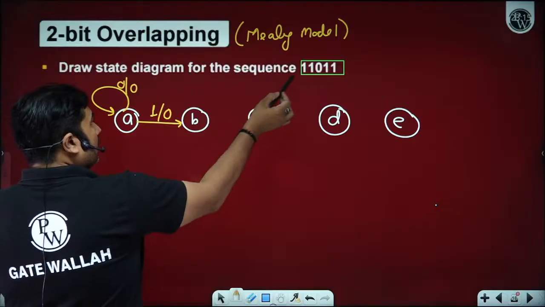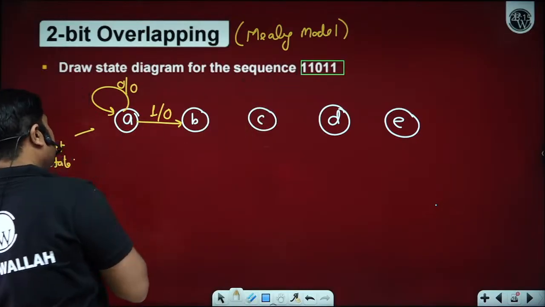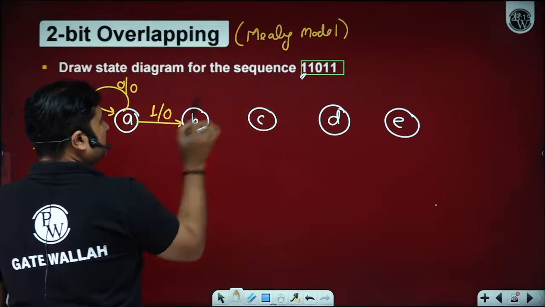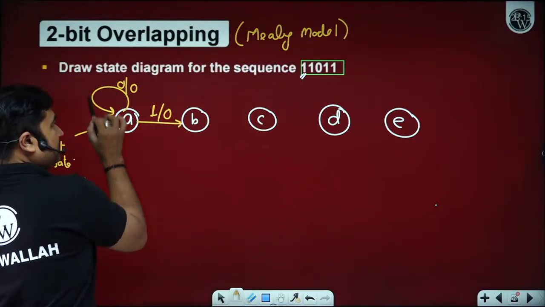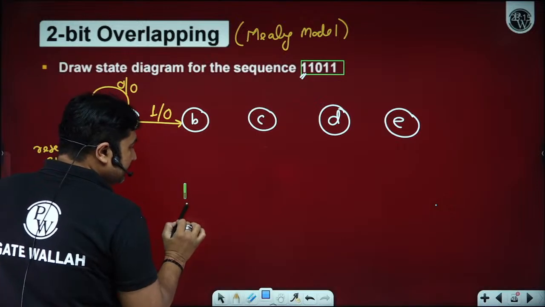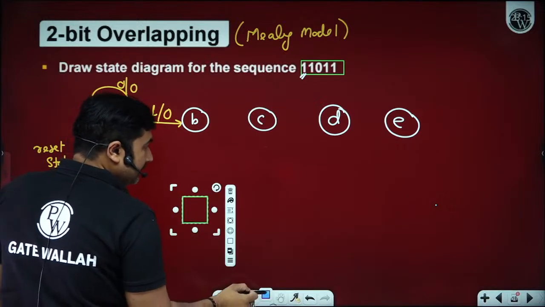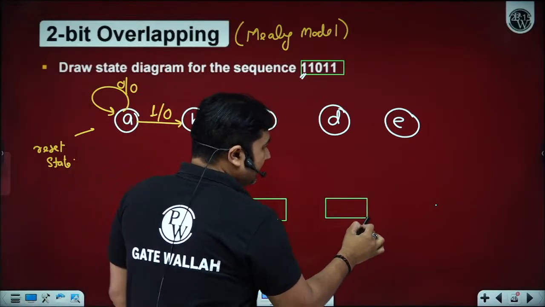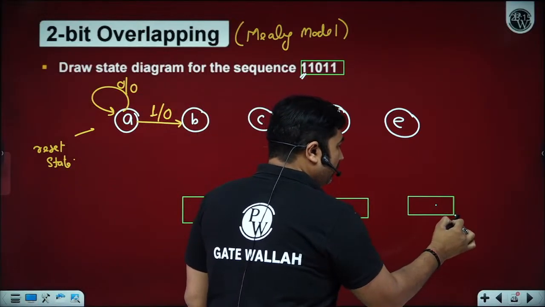So we have 000 as the reset state. If we are getting 1, that is the first bit of the sequence, we will move to the next state. Otherwise, we'll remain in the same state. State B is a 1 bit state. State C is a 2 bit state. State D is a 3 bit state. And state E is a 4 bit state.